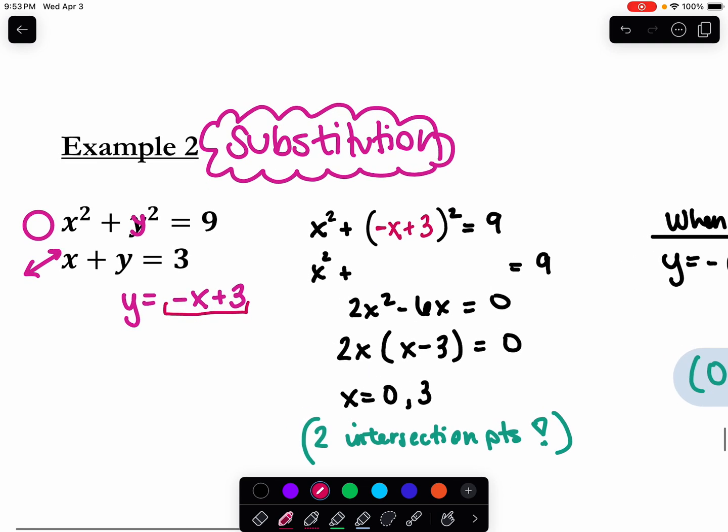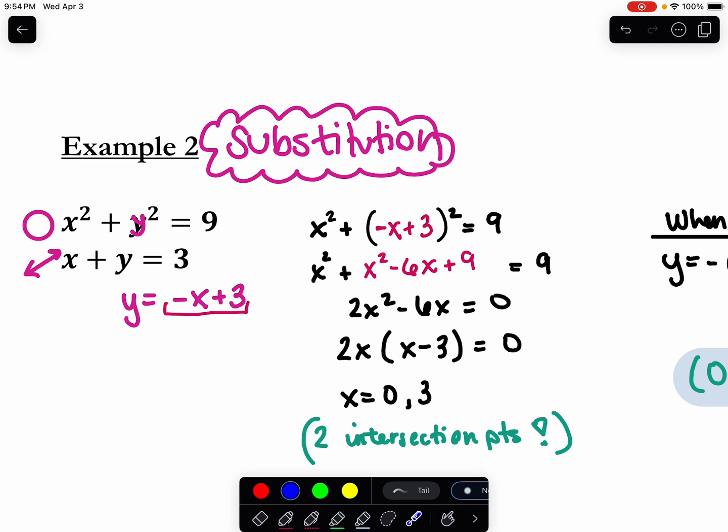And then remember, whenever you have a binomial squared, you need to FOIL it out. So we're taking the (-x plus 3) times (-x plus 3). That leaves us with positive x squared minus 6x plus 9. Okay, so -x times -x is positive x squared, and -x times 3, twice, is -6x, and then 3 times 3 is 9. And so then when we combine like terms, I can subtract my 9 over and get the 0. x squared plus x squared is 2x squared, and then -6x. So again, I'm left with a quadratic that I have to solve.